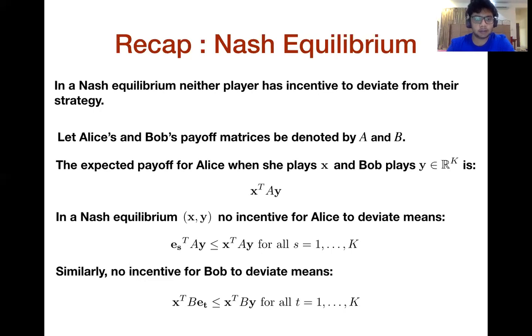So if X comma Y is a Nash equilibria, no incentive for Alice to deviate means that if Bob plays Y, then no matter what Alice chooses to play, her expected payoff cannot be more than X transpose AY. And similarly for Bob, whenever Alice plays X, then no matter what Bob does, his payoff will never be more than the expected payoff of X transpose BY.